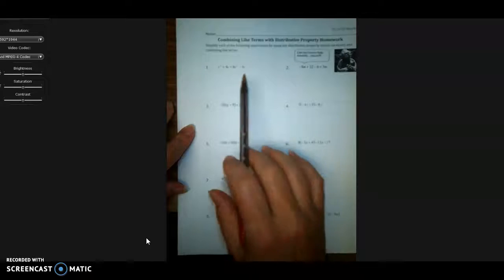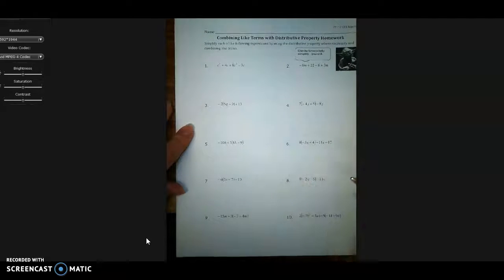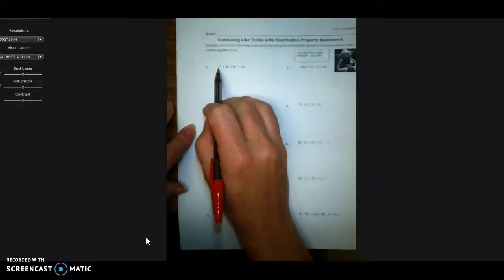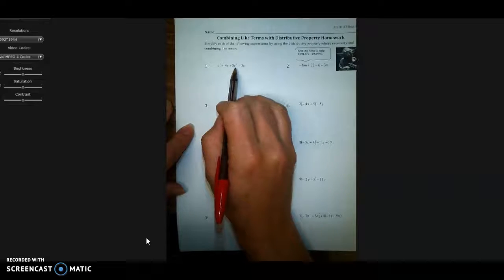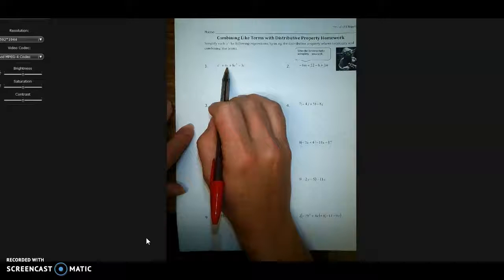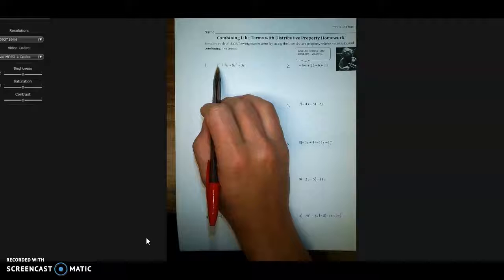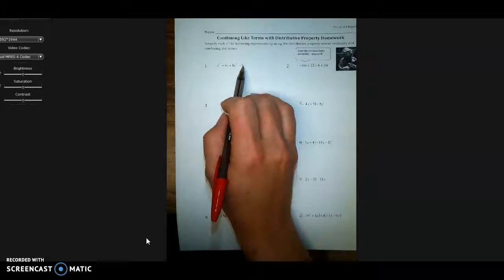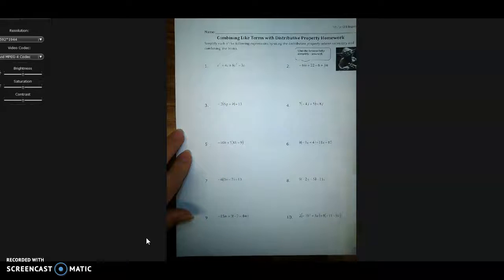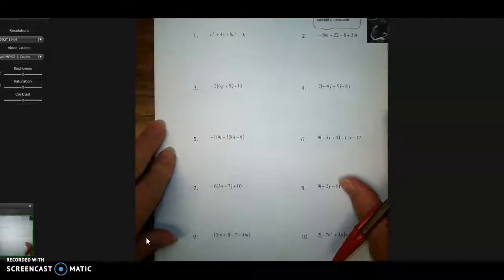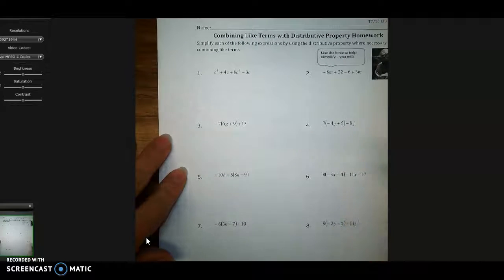Now these first two are just combining like terms, to get your memory refreshed. So remember, in order to be able to combine two terms, they have to be the same variable to the same power. So my c cubed is not the same thing as just a regular c. It's completely different. This is c times c times c versus c times 4 or c times 3. So I cannot combine something that does not have the exact same variable.